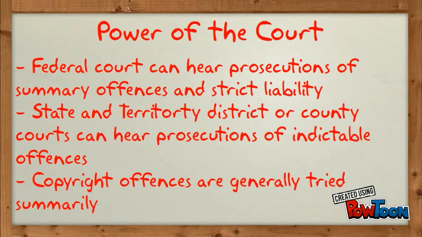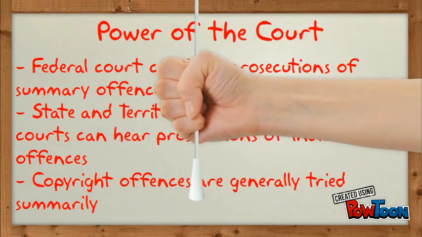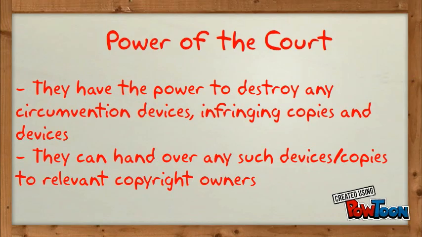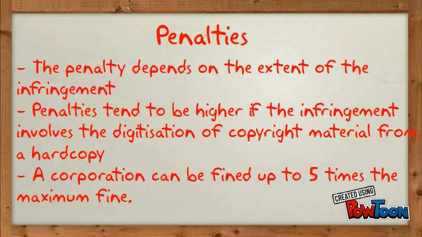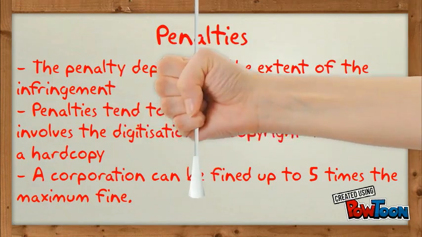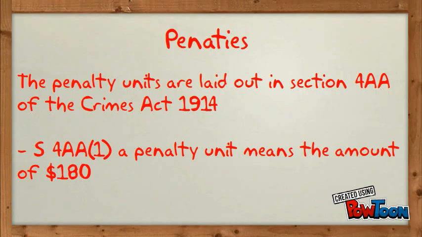The Federal Court and any other court that has jurisdiction, including state, can hear prosecutions of summary and strict liability offences. The courts can order the destruction of any circumvention devices and can return infringing copies back to their owner. Various penalties can be imposed and can be much higher when dealing with the digitisation from a hard copy. The definition of penalty units can be found in Section 4AA of the Crimes Act 1914.